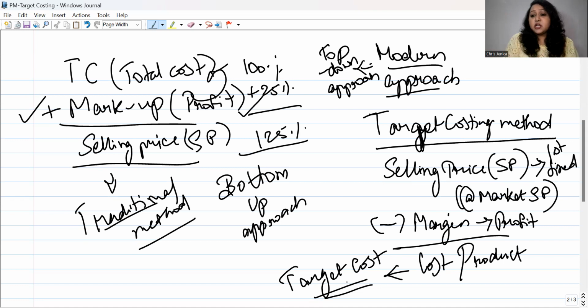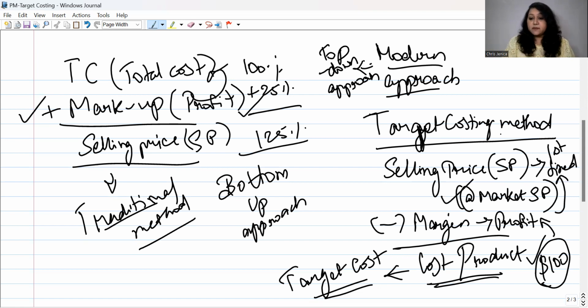Then you cannot sell your product at the cost of producing it. You need some profit. So from selling price, you're going to have a margin of profit. Then once you deduct your margin from your selling price, you will get the total cost of the product. So this is going to be the target cost, which means within the cost that you have arrived. For example, if you had arrived at a target cost of $100, it means you have to complete the production of your product within the cost of $100. Only then you will be able to get this profit by selling at this market selling price.